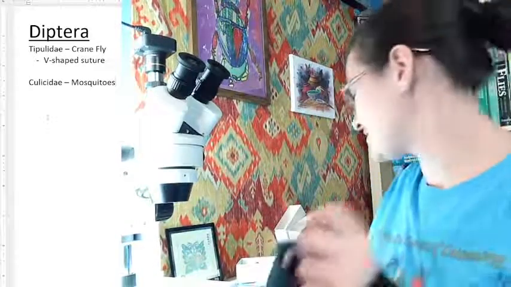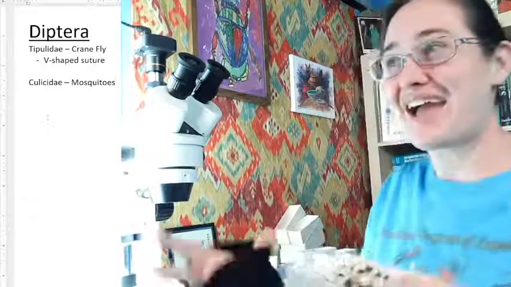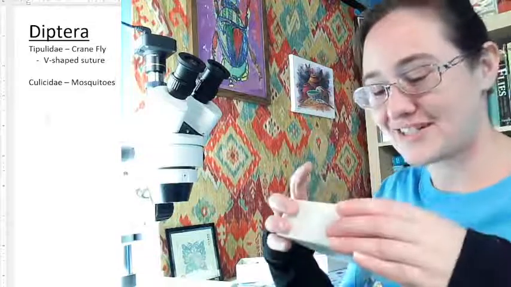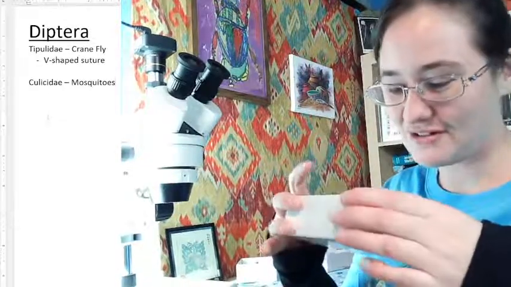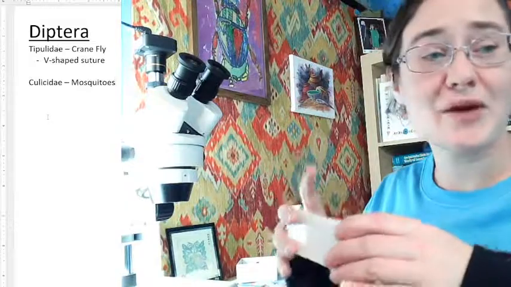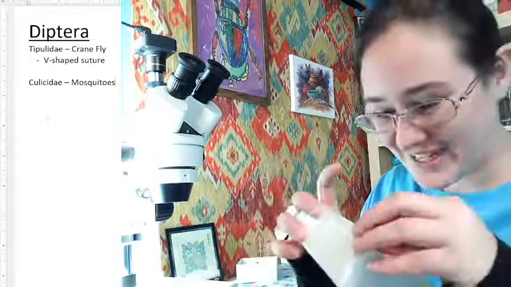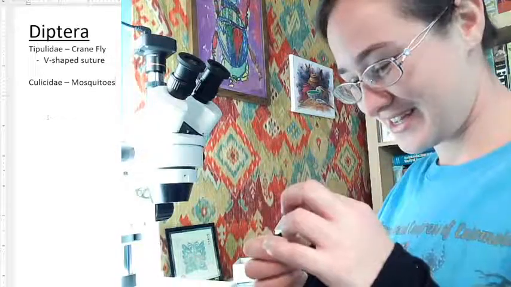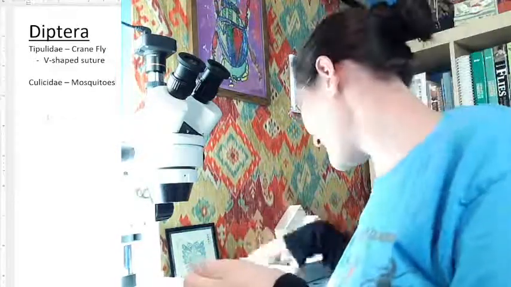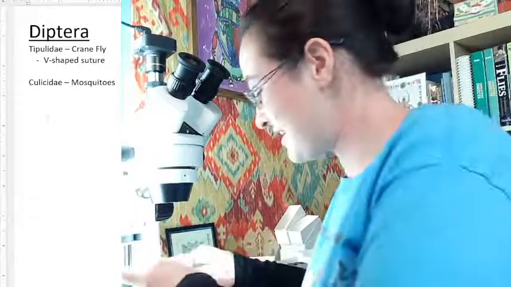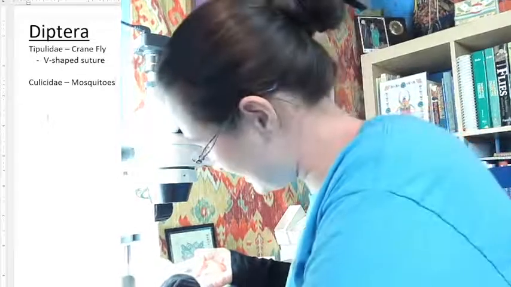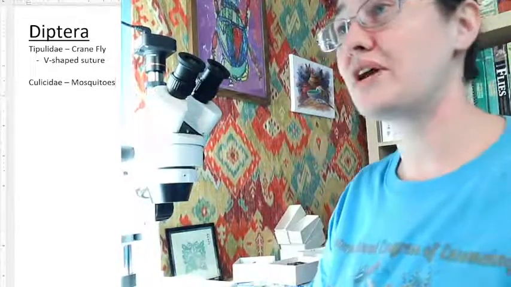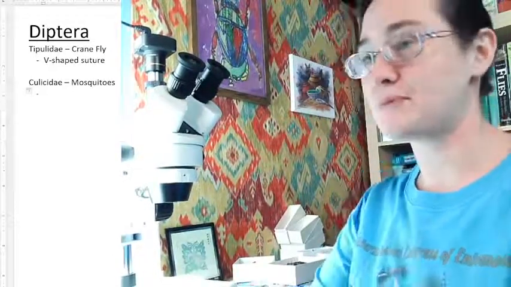For culicids, or the mosquitoes, you're going to laugh at me because I have only ever collected a single mosquito so far. I will be collecting more in the future. Now, my mosquito specimen is kind of old, and its abdomen has since fallen off. I pinned it when I was younger. But it exists, and there's this really cool characteristic on mosquitoes that we're going to be looking at.